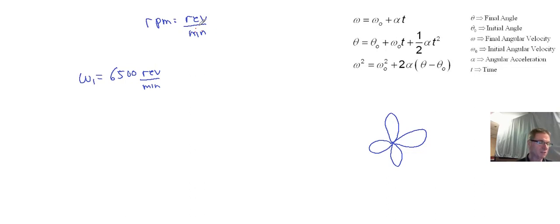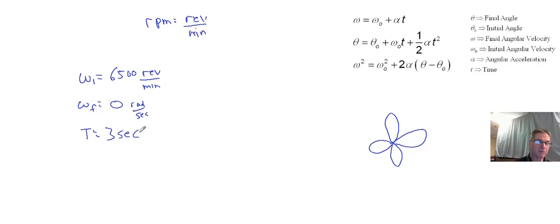It then says the motor is turned off and the blades slow to rest in 3 seconds. So omega final is equal to 0, and I'm going to make that in radians per second, 0 radians per second. And it did it in a time of 3 seconds.